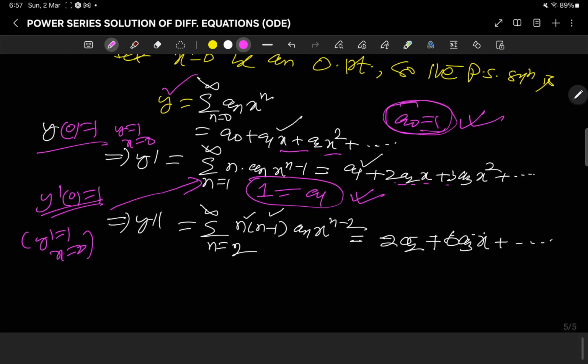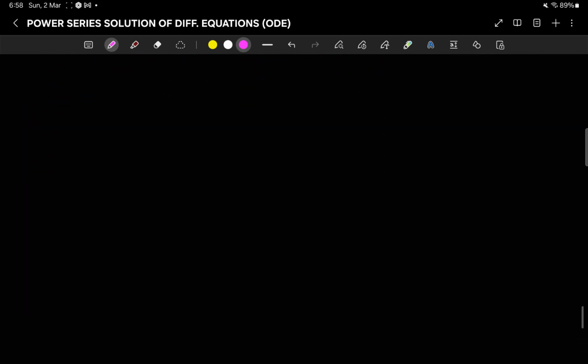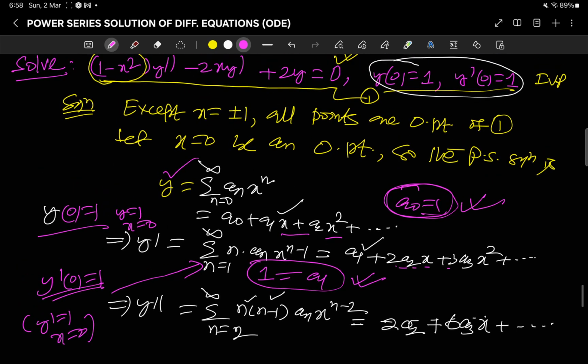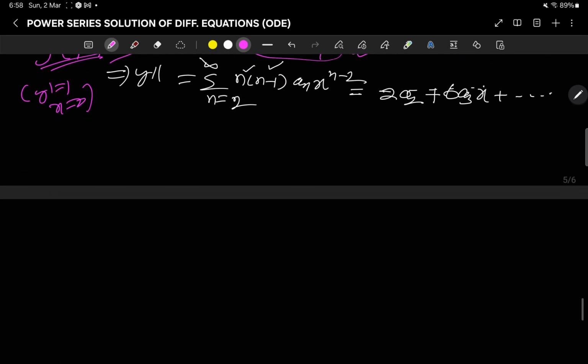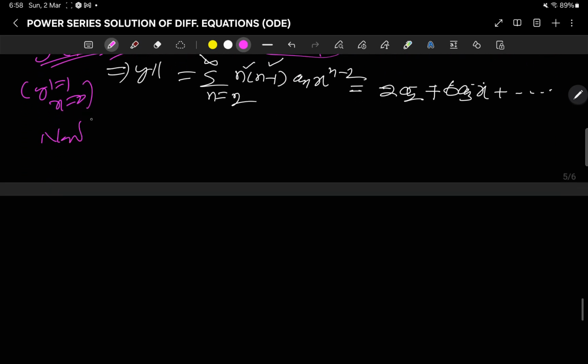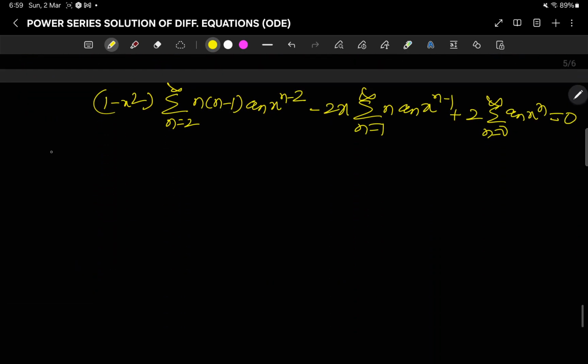Now we substitute all this in equation number 1. So this is my solution, this is my equation number 2, and the given question is my equation number 1. Now substituting all this in 1, I substitute the value of y dash, y double dash and y. Then I multiply x square and I collect.